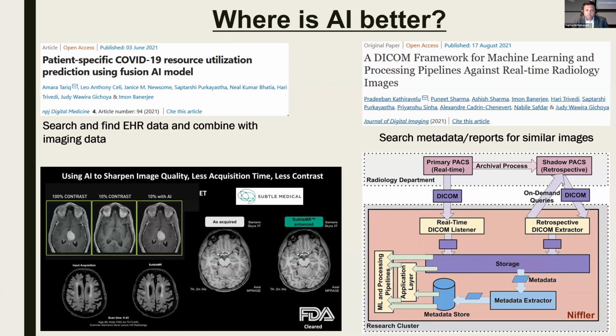And then also, this is another paper which shows where AI is better. So human capabilities need to be augmented by the AI. So this is some example. Some are our studies, some are other FDA approved studies.